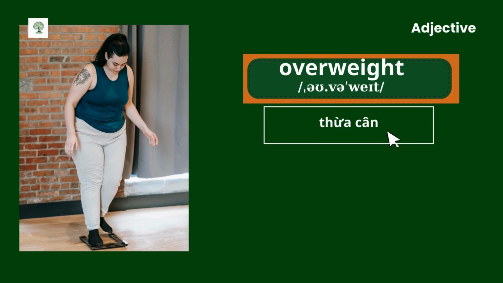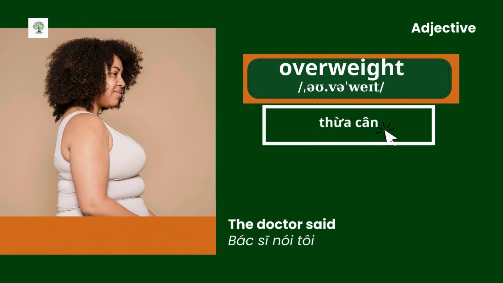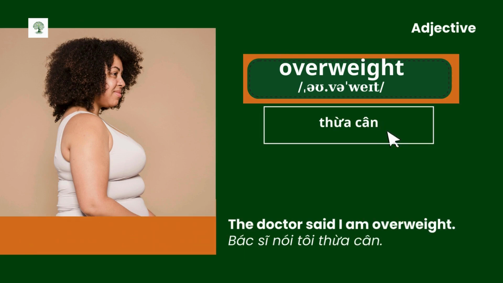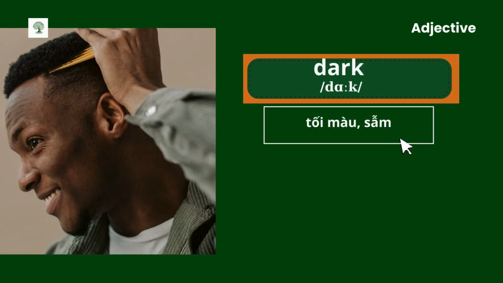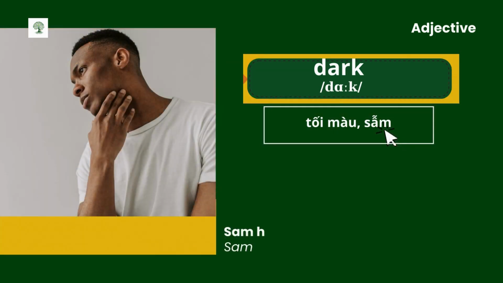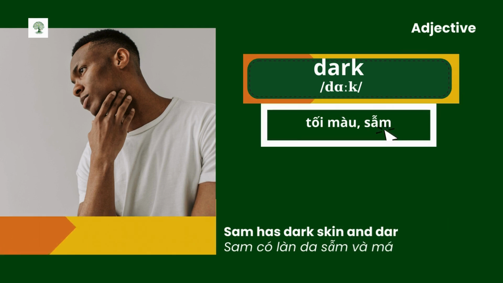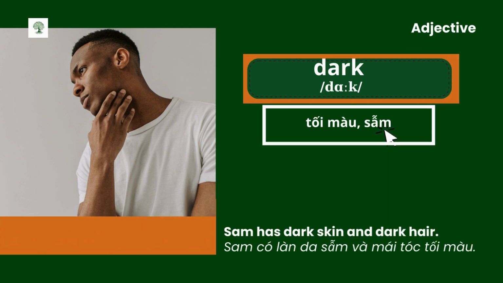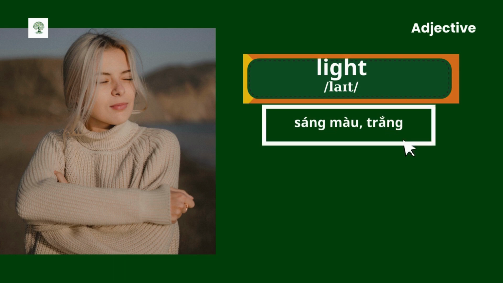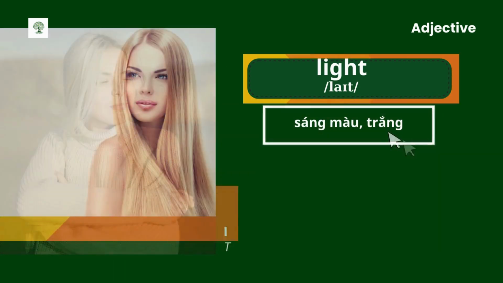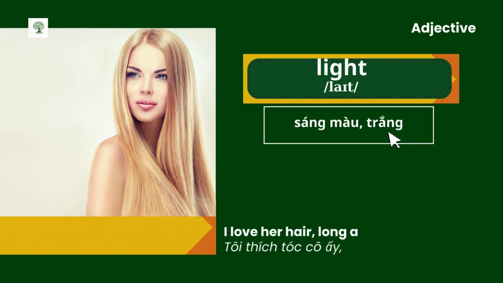Overweight. The doctor said I am overweight. Dark. Sam has dark skin and dark hair. Light. I love her hair, long and light.